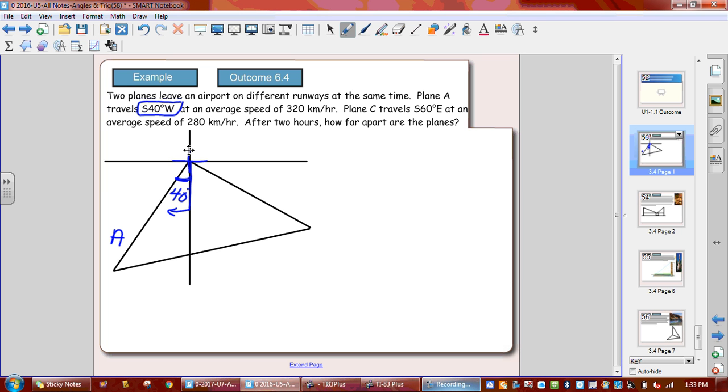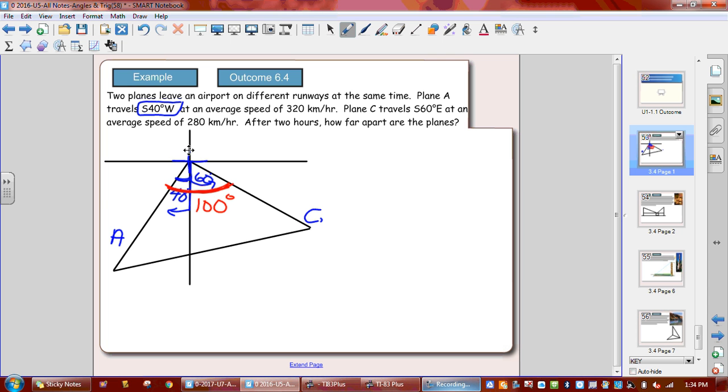And then it says plane C travels south 60 degrees towards east. So this part here is 60 degrees. So the entire angle, both of them together, which we're going to add together, is 100 degrees. That's why they told us both, so that we can add them together. So we've got plane A and plane C, pardon me, not B.